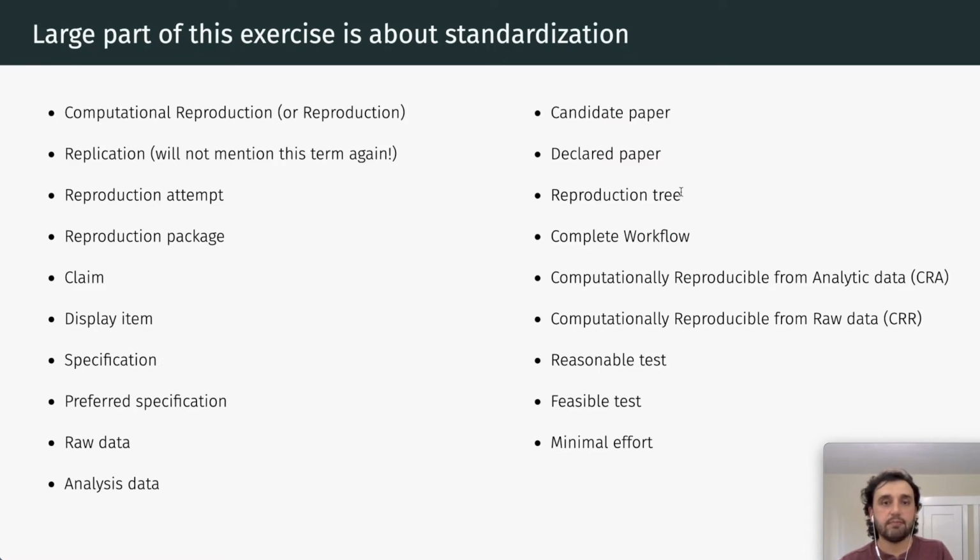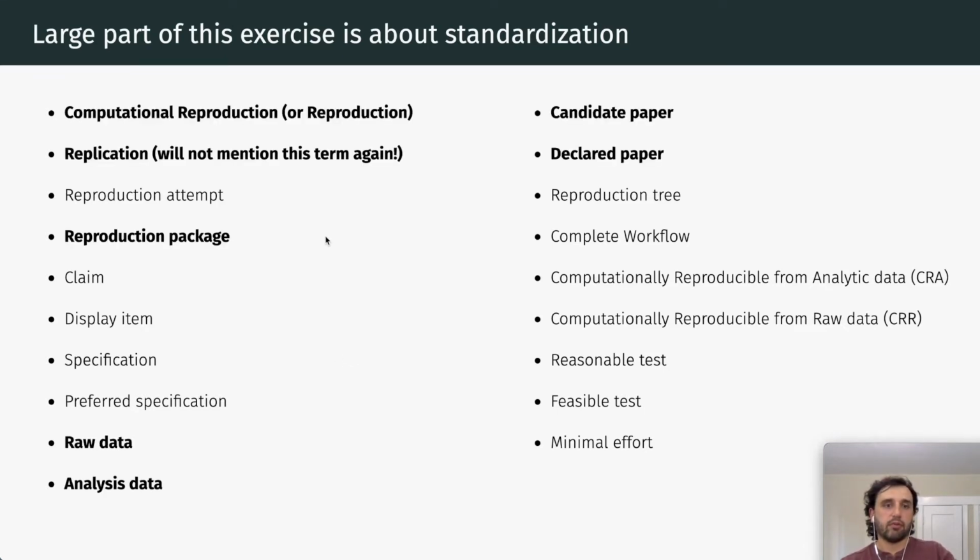A large part of this exercise is basically about standardization. As I said, there's a lot of discussion around these issues, but at least for the purpose of this platform, we need to commit to certain concepts, and these are just some examples of the things that we have to make explicit. For example, we have computational reproduction, or reproduction, referring to same data, same code, getting the same results, and replication as same method, comparable sample, different results. I will not say the word replication ever again. There are other things like a reproduction package, what is raw data, what is analysis data.